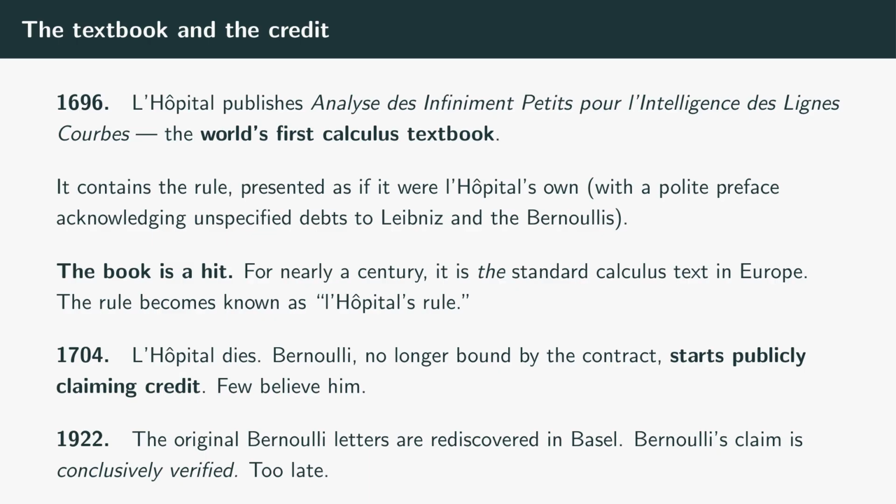Fast forward to 1922. A historian rediscovers the original letters between Bernoulli and L'Hôpital in the Basel archives. The letters include the proof of the rule, sent from Bernoulli to L'Hôpital years before the 1696 book. Bernoulli's claim is conclusively verified. He was right. He proved the rule.